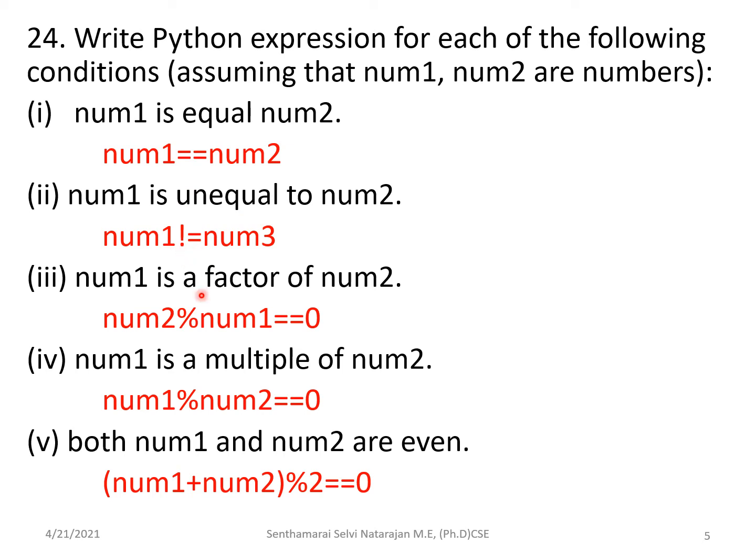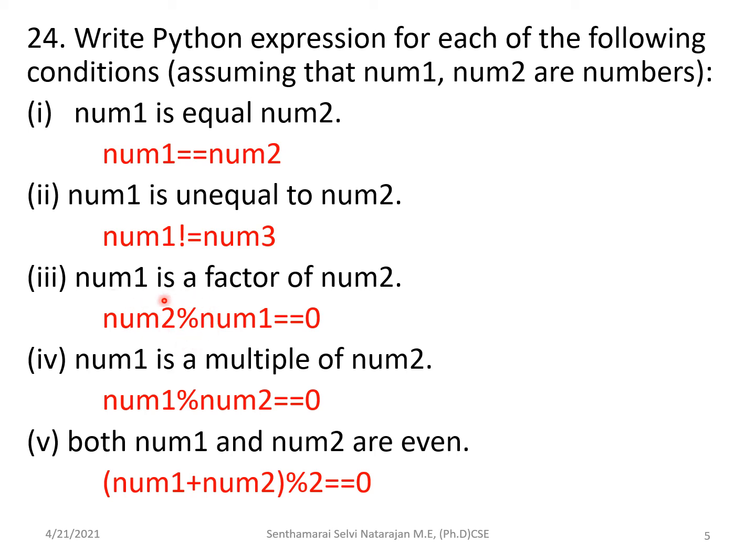a factor of num2. So when will a number be a factor of another number? If the number is divided by that number with nothing left over, then you can say that the number is a factor. For example, 4 divided by 2 leaves remainder 0, so it is a factor, that is, 2 is a factor of 4. Likewise, here they are asking num1 is a factor of num2. So when num2 is divided by num1, the remainder should be 0.